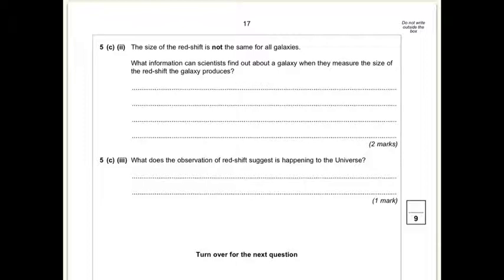Well, the amount of redshift can tell you, one, the distance something is from the Earth, and secondly, the speed that the galaxy is moving. So 1 mark for distance, 1 mark for speed it's moving. And what does observation of redshift suggest is happening to the universe? Well, if we look in every direction around the Earth, we see that there's predominantly redshift. As galaxies are moving apart from us, and they're also moving apart from each other, it implies that the universe is expanding.